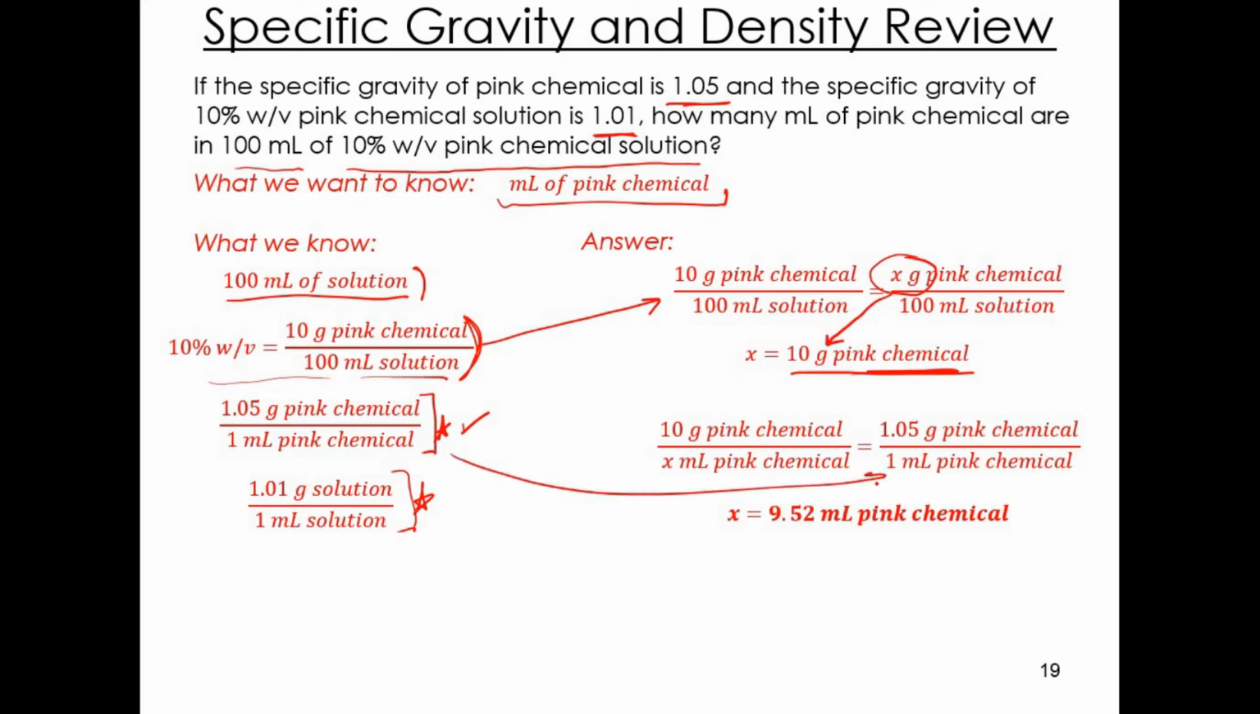So we can set up a proportion where we have 1.05 grams of pink chemical per mil from its density, and so how many mils is 10 grams of the pink chemical. Crossing, dividing by 1.05, we get 9.52 mils of pink chemical in 100 mils of that solution.